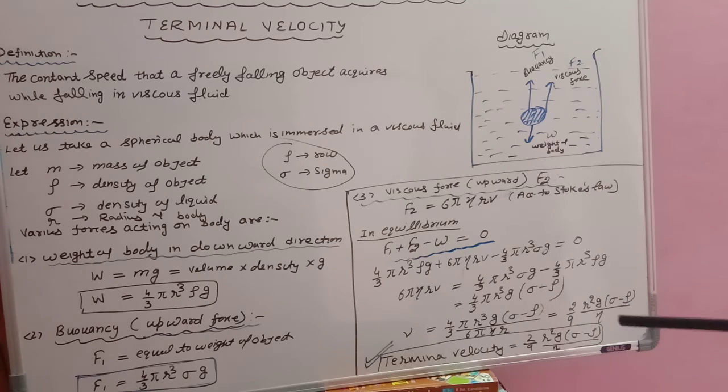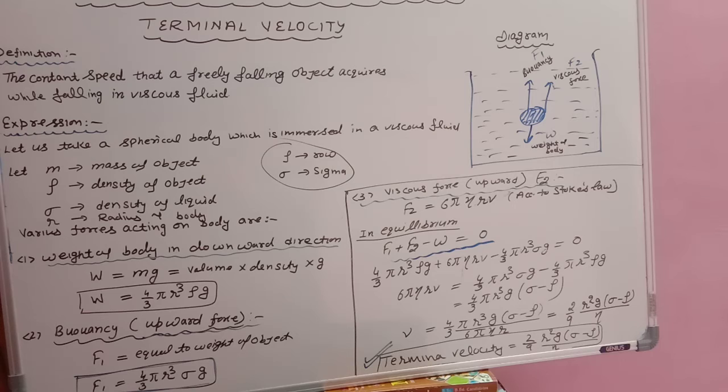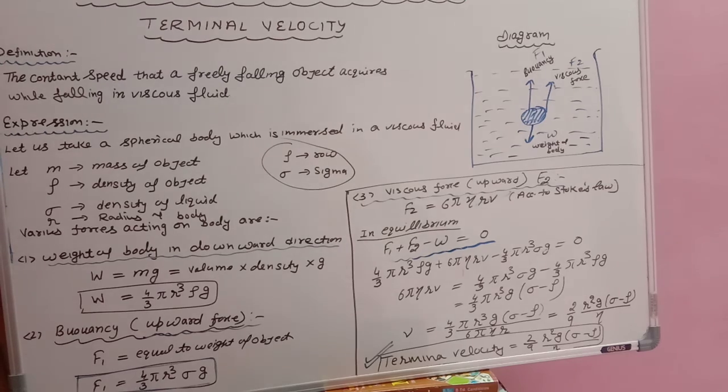That means terminal velocity is inversely proportional to the coefficient of viscosity. It means the more viscous the fluid is, the lesser will be the terminal velocity. Okay, sometimes they ask in the exam also on what factors your terminal velocity depends. So terminal velocity depends on radius, it depends upon the density of the body, it depends upon the density of the liquid, but above all it depends upon the coefficient of viscosity.